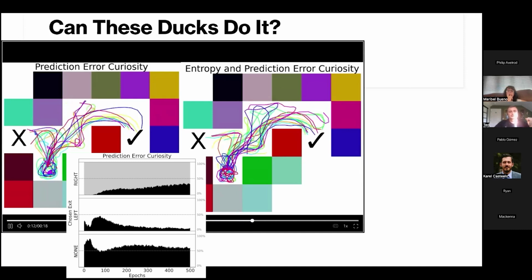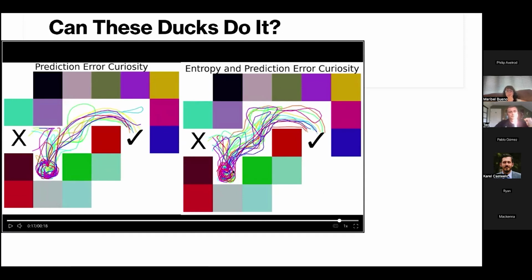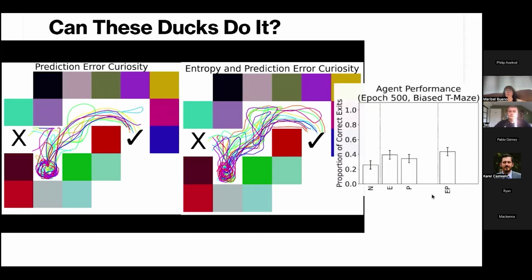I'm a little disappointed with these results, actually. It seems like a lot of these ducks are just sort of spinning around in the very beginning. And I can understand that, because if it just spins around in slightly different ways, it can see the world from completely different perspectives. But regardless of that, ducks with prediction error curiosity, we compare that to ducks without entropy and without curiosity, they're doing better. And they do even better if you also have entropy.